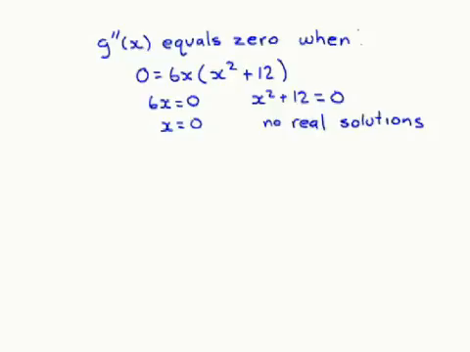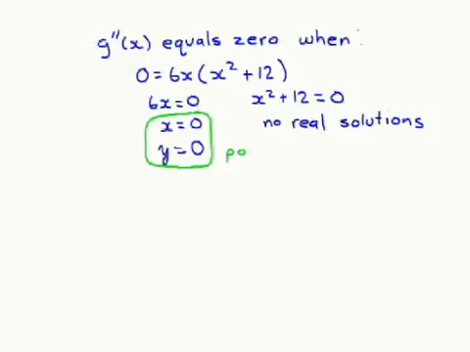You didn't have to use the quadratic formula. You could have also just said x squared equals negative 12, x equals plus or minus the square root of negative 12. So there are no real solutions. So after I've got that x is equal to 0, I find the corresponding y coordinate by substituting back into my original rational function, and I find that y is equal to 0. So we've got the point 0, 0.